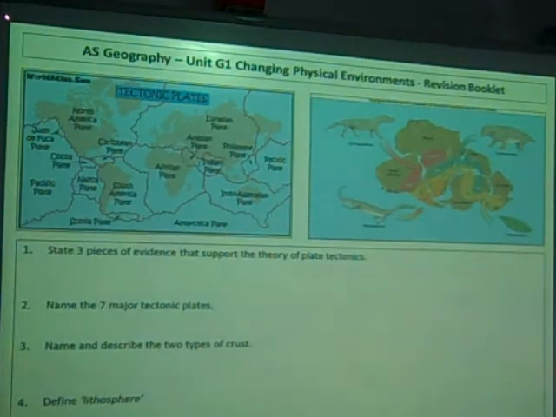Another key thing that you could do, which may help you later on with the types of plate boundaries, is to learn the names of the 7 major tectonic plates. Another key skill is to be able to learn and describe the 2 types of crust and to define the word lithosphere.